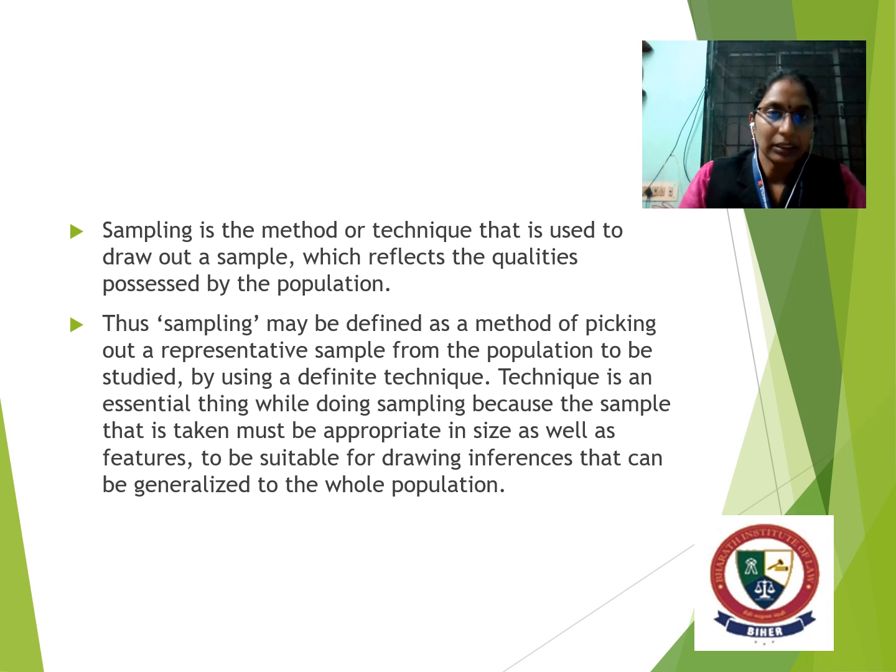Sampling is a method or technique that is used to draw out a sample which reflects the qualities possessed by the population. Sampling may be defined as a method of picking out a representative sample from the population to be studied by using a definite technique. Technique is an essential thing while doing sampling because the sample that is taken must be appropriate in size as well as features to be suitable for drawing inferences that can be generalized to the whole population.